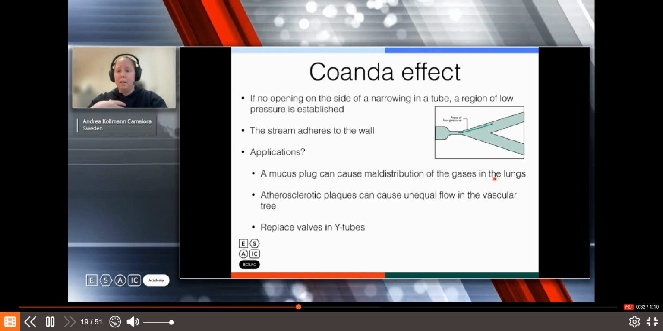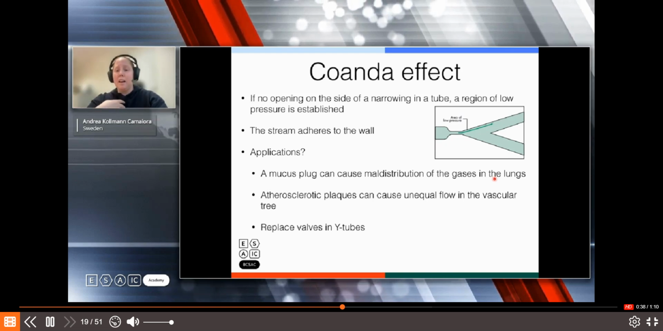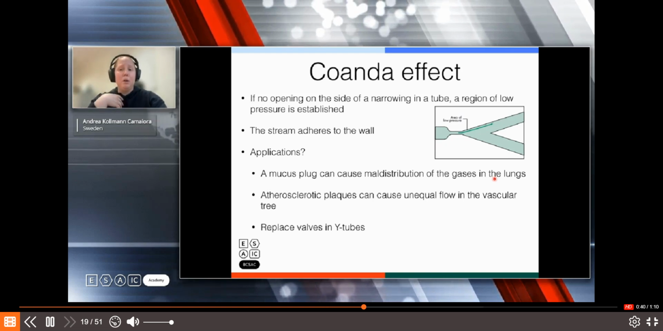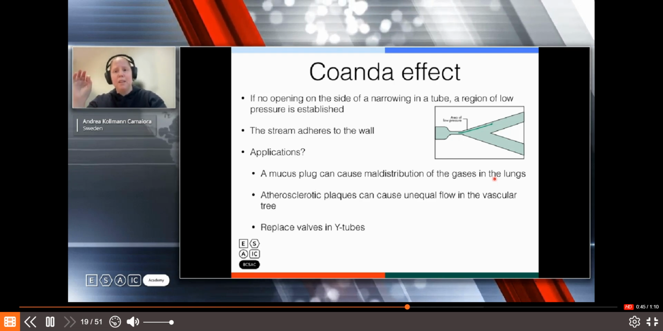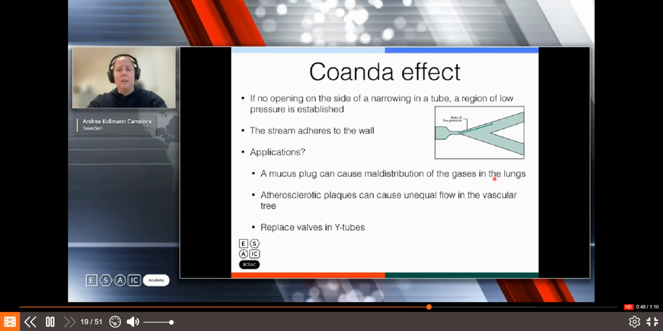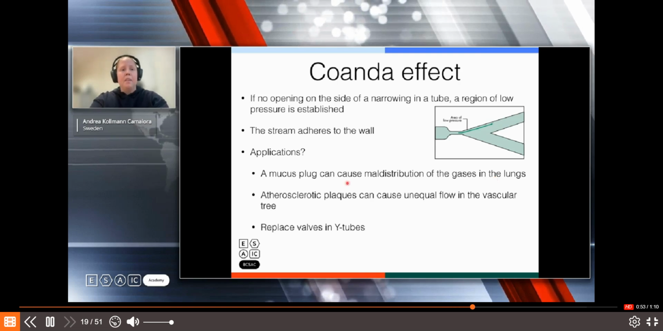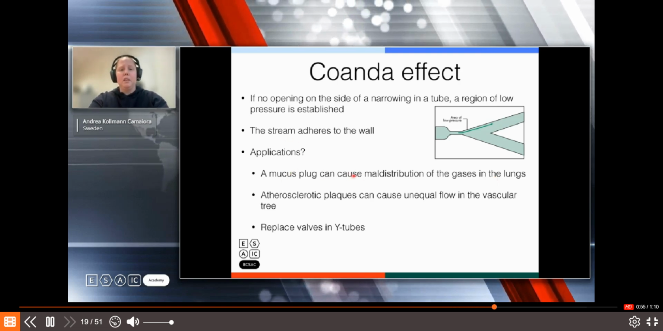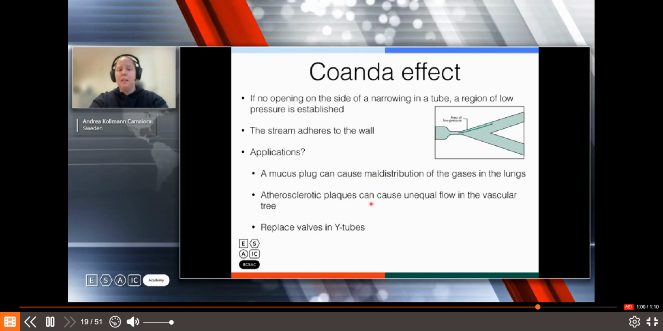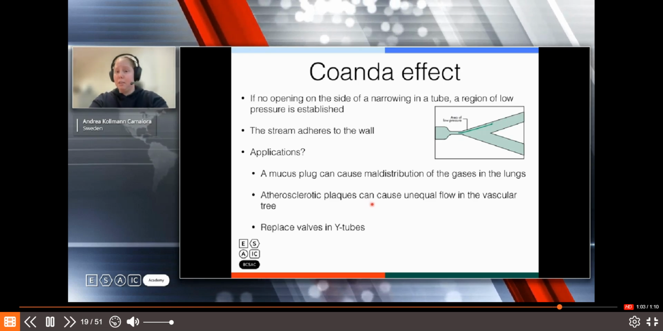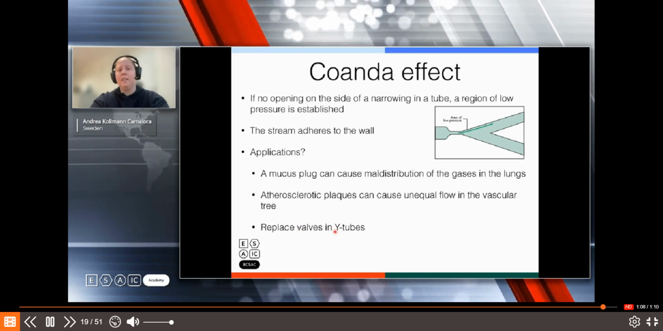And I have read about a case where they created a uni-lung ventilation when the tube was perfectly placed above the carina. The tube was perfectly placed, but there was a mucus plug, and that created, without total blockage of that lung, a uni-lung ventilation. So applications are mucus plugs that can cause maldistribution of the gases in the lungs, and atherosclerotic plaques that can cause unequal flow in the vascular tree, and you can get a stroke.